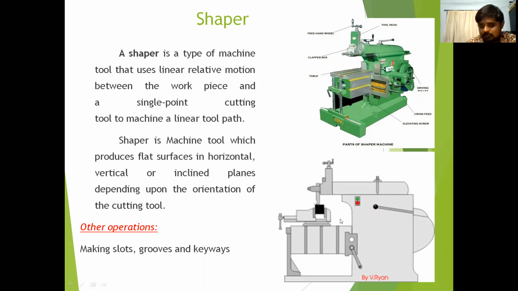Just observe this animation. This is the cutting tool, this is the ram, and this is the workpiece. The workpiece is fixed and the cutting tool moves in a linear direction to remove material from the workpiece. Other operations that can be performed are making slots, grooves and keyways.